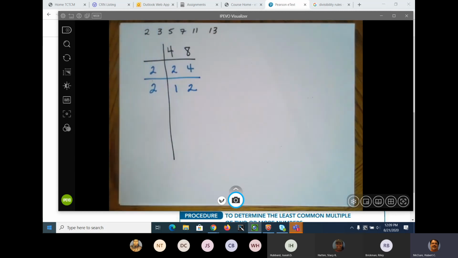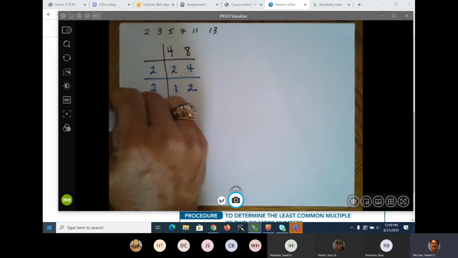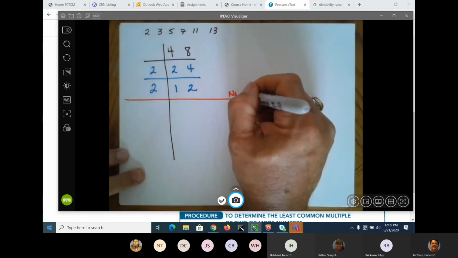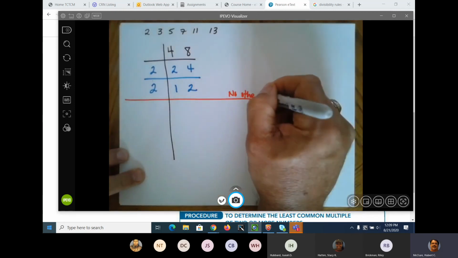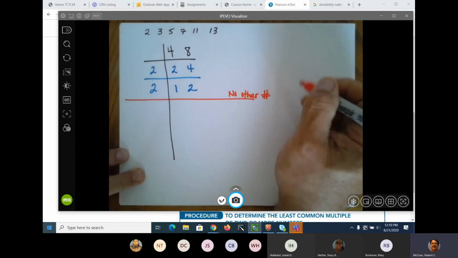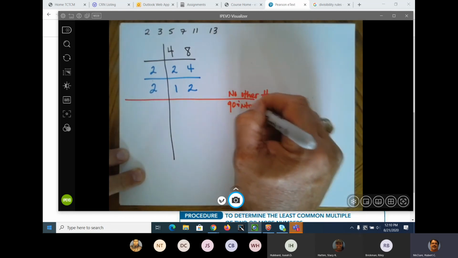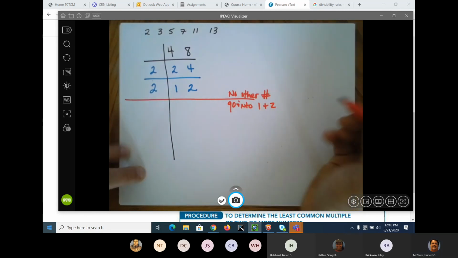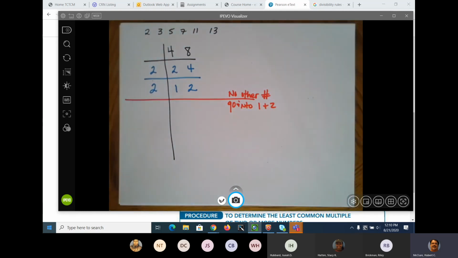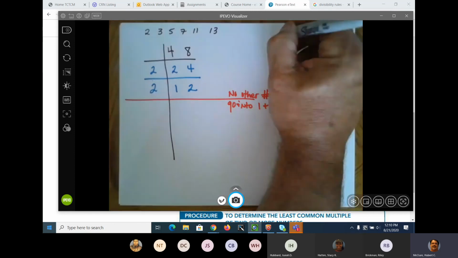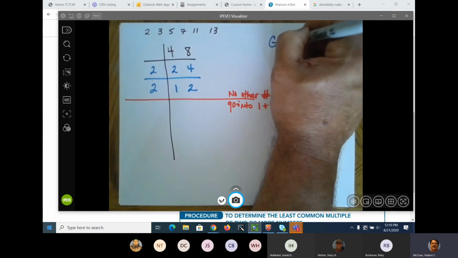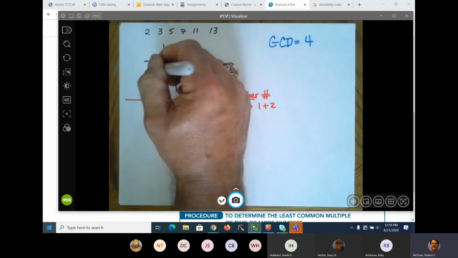And I'm done. Why? Because there's no other number that will go into 1 and 2. But I don't have 1s all the way across. But right now, my greatest common divisor is equal to 4, which is 2 times 2.